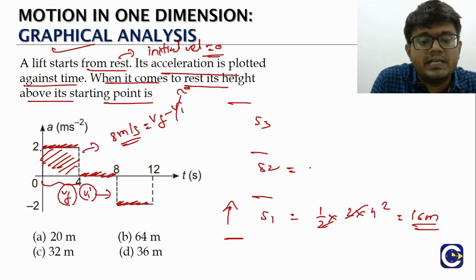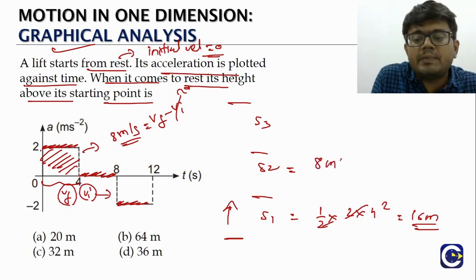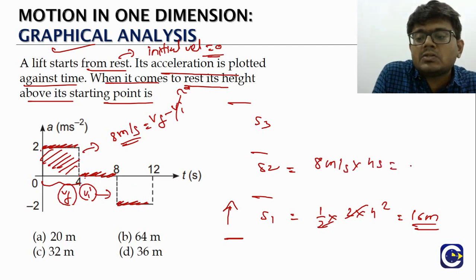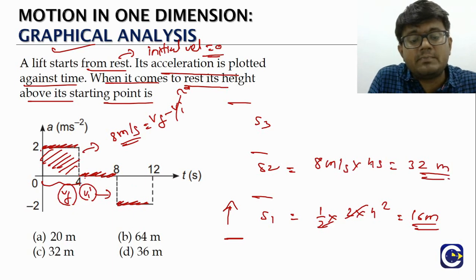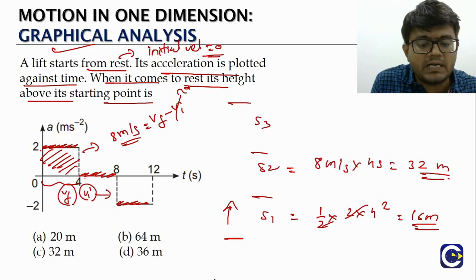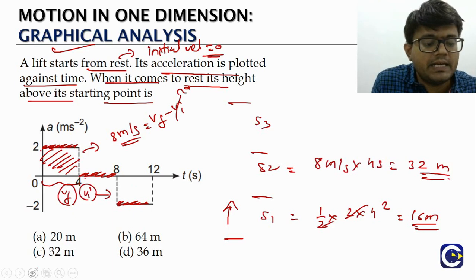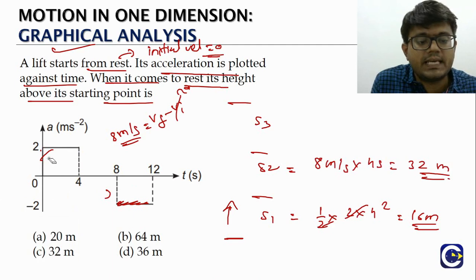So second part of the journey, velocity is 8 meter per second. For how much time is it happening? 4 seconds to 8 seconds, means that is 4 seconds. So what is it? 32 meters. That is the displacement in the second part of the journey. Okay. Now we will go to the third part of the journey. Third part of the journey is a case of the deceleration, right?